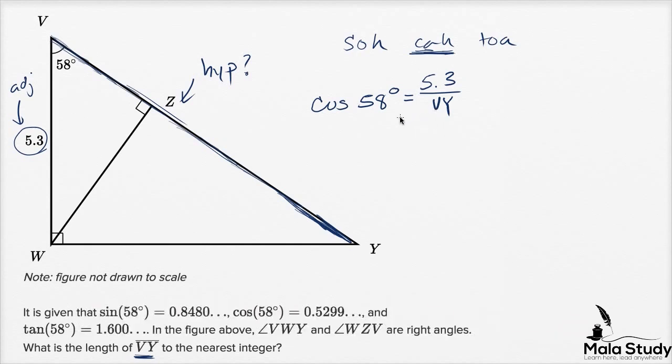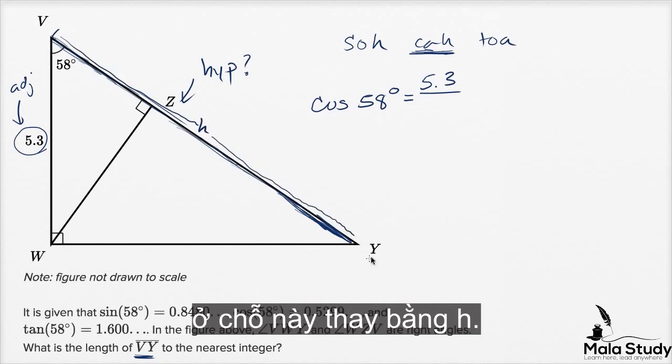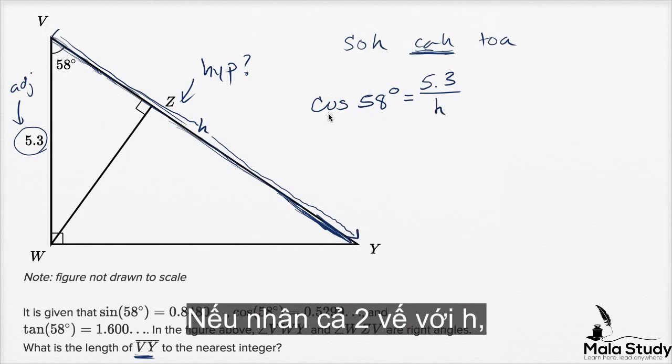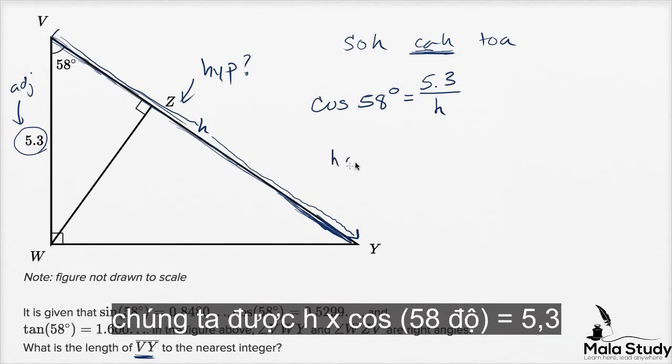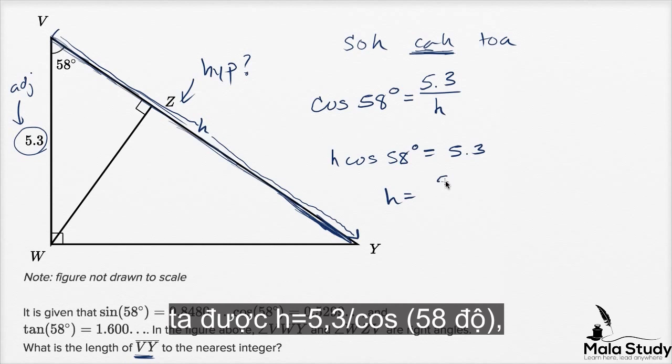Instead of having to write VY over and over again, let's just call this whole thing H, H for hypotenuse. So this whole thing right over here is equal to H. If you multiply both sides by H, you get H times the cosine of 58 degrees is equal to 5.3. Then you can divide both sides by the cosine of 58 degrees, and you get H is equal to 5.3 divided by the cosine of 58 degrees.